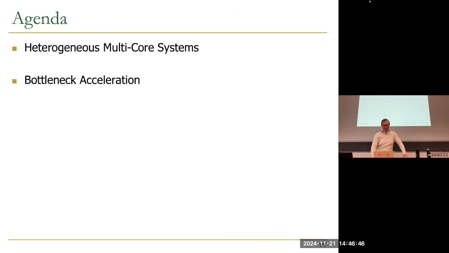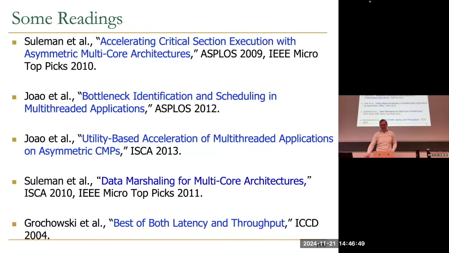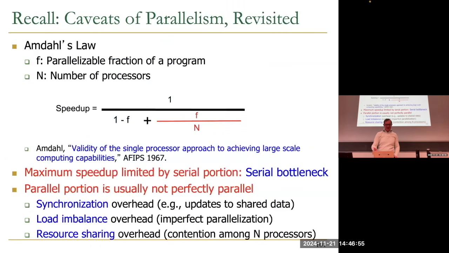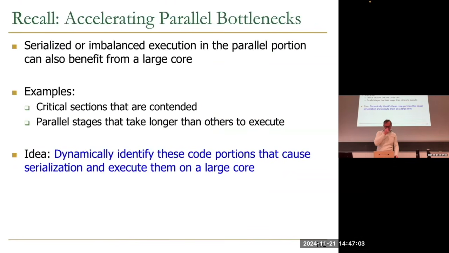Okay, so now let's jump into some ideas. I'm going to cover a bunch of readings. Let's see how much we can cover. But this is the caveats of parallelism. Remember, we talked about the serial bottleneck. We're going to start with the serial bottleneck, and I've already given you the idea, actually. But we're going to actually execute the parallel bottlenecks as well. And we've already covered this slide.